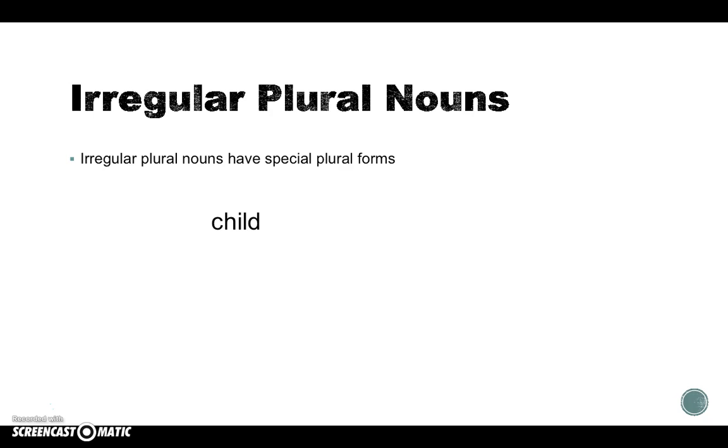For example, my classroom is full of children. It is irregular because there is no rule that says add REN to make it plural. The same thing with foot. I don't have lots of foots. What do I have? I have 2 feet.